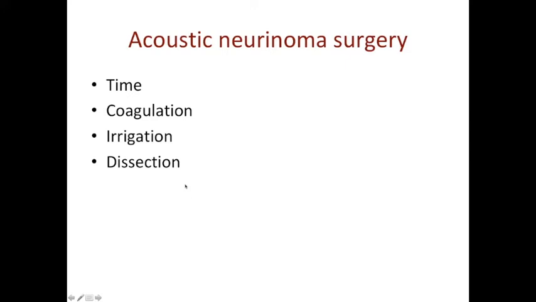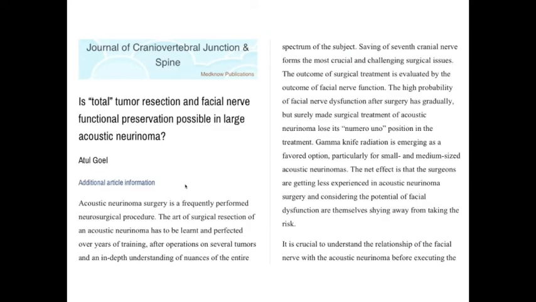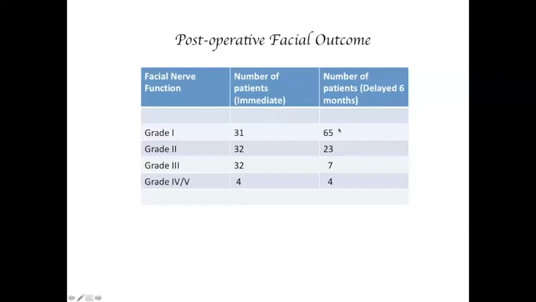So again, I am showing you this slide. Is total tumor resection and facial nerve preservation possible in large tumors? My answer is yes, it is possible in a very small number of cases. I do not like to give radiation for the residual tumor. And of course, regarding my experience with radiation, I am now listening more about it. So my facial nerve outcome is here.